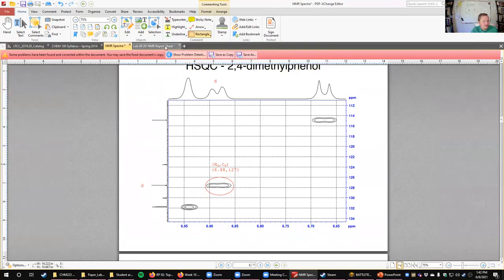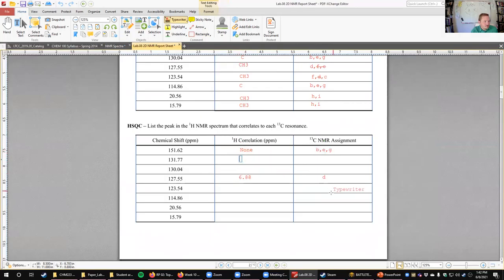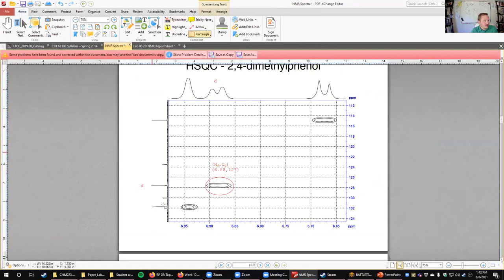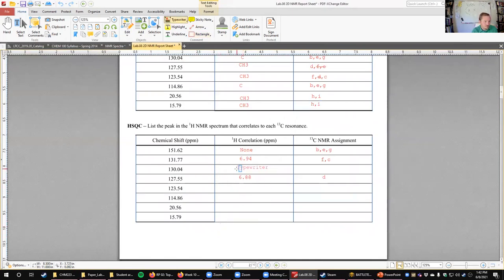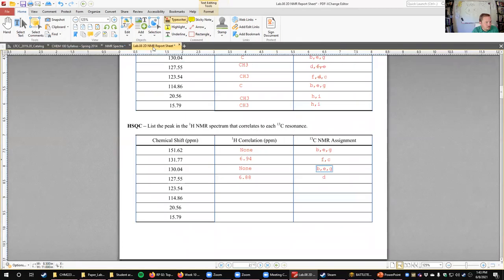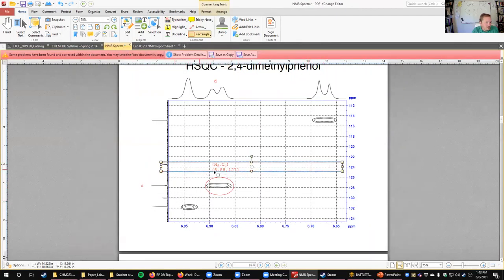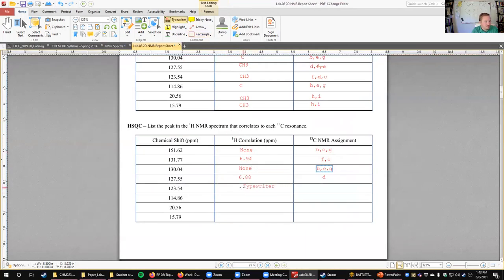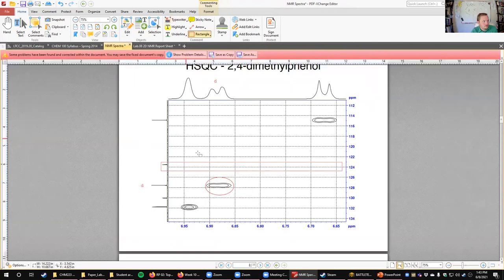131. The carbon at 131 has the hydrogen at 6.94. And we know that was either F or C. 130. Again, nothing shows up in that region. So that's a carbon with no hydrogen. We got that one. 123, carbon with no hydrogen.